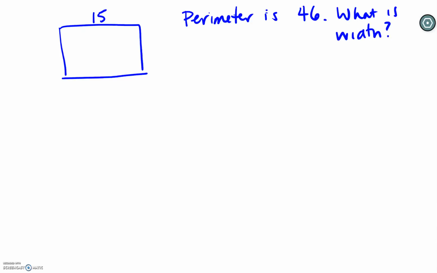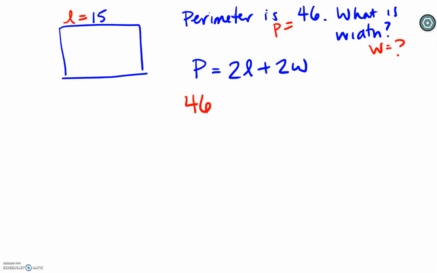So if we're looking for the other side length, well, we could still use the formula, right? We have 2 parts of it. We have the length, we have the perimeter. The only thing we're missing is W. We have all the pieces except for the one we're missing. And so we can go ahead and plug in our perimeter of 46, our length of 15, and leave the rest of it the same. And this is our W.